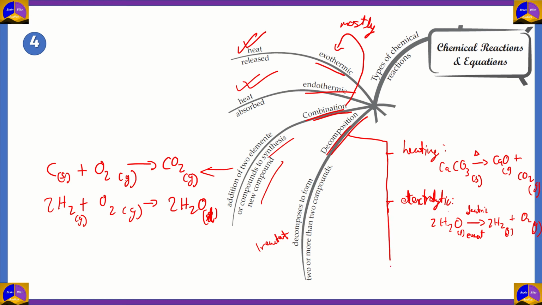A third type of decomposition is what we call photolytic decomposition. This means that using sunlight, a compound can be broken down into its elements. And a classic case for this is silver chloride and silver bromide. Both of these compounds, when kept in the presence of sunlight, which can be represented as hν, break down into silver and the respective halogen. In this case, it's silver and chlorine.